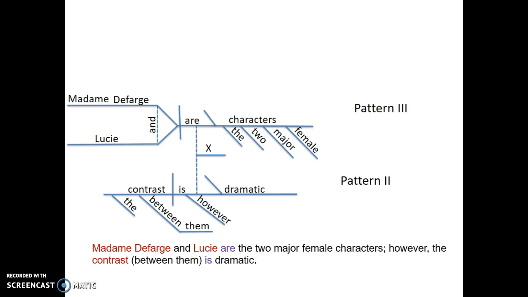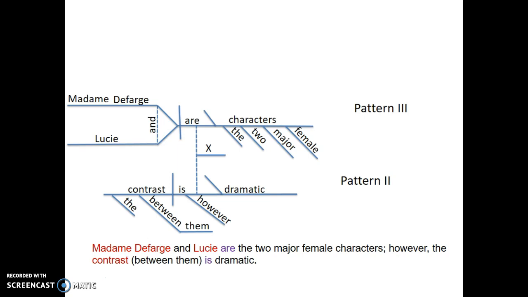And then we've got two major female characters. Characters is our subjective complement, a noun, so we'll put that on the main line. That becomes a pattern 3 with subject, be verb, and noun. And then we put all of those descriptors underneath that are describing characters. And we are done with that one. So now let's hop to the second half.